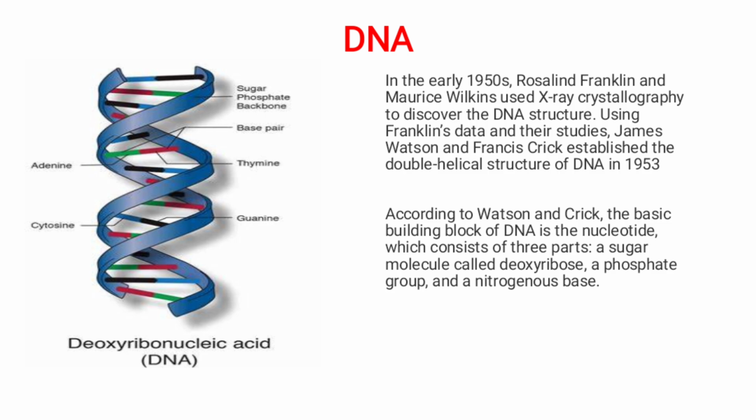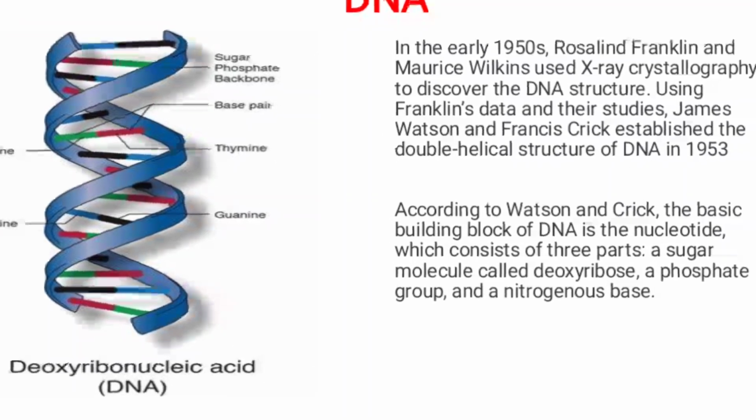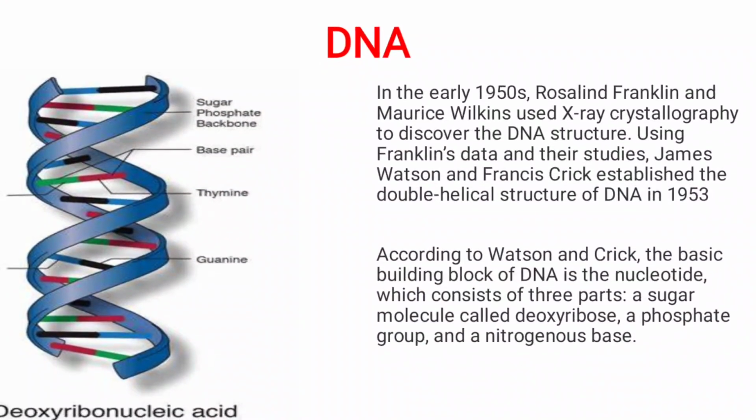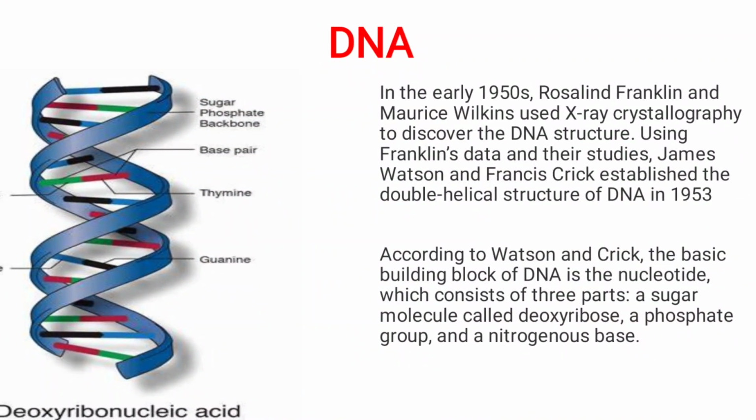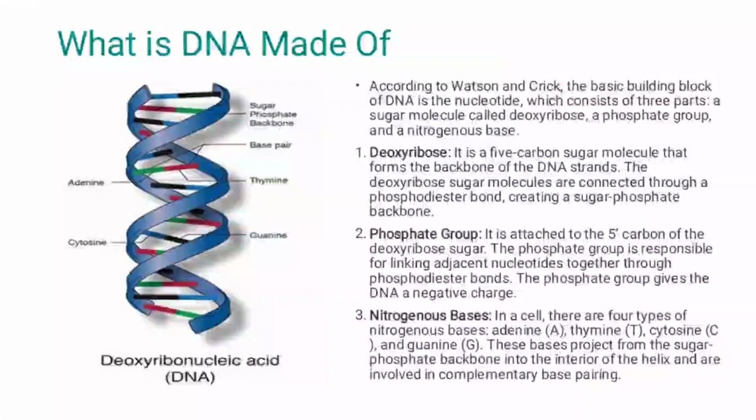In early 1950, Rosalind Franklin and Maurice Wilkins used X-ray crystallography to discover the DNA structure. Using the Franklin data and their studies, James Watson and Francis Crick established the double helical structure of DNA in 1953. According to Watson and Crick, the basic building block of DNA is the nucleotide, which consists of three parts: a sugar molecule called deoxyribose, a phosphate group, and a nitrogenous base.